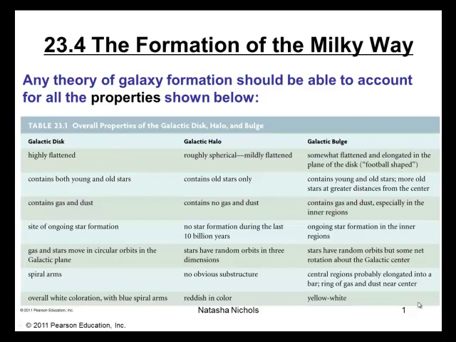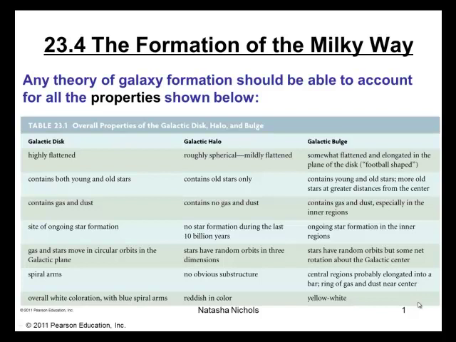Last time we talked a little bit about the structure of the Milky Way galaxy, and today we're going to talk about how it formed. Now, any theory of galaxy formation should be able to account for all the properties that we actually observe. For example, the galactic disk is highly flattened, but the galactic halo is roughly spherical. The galactic bulge is somewhat flattened and elongated in the plane of the disk.